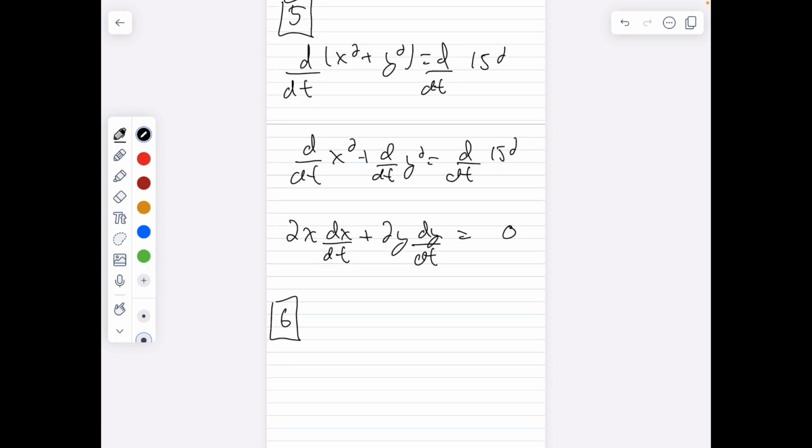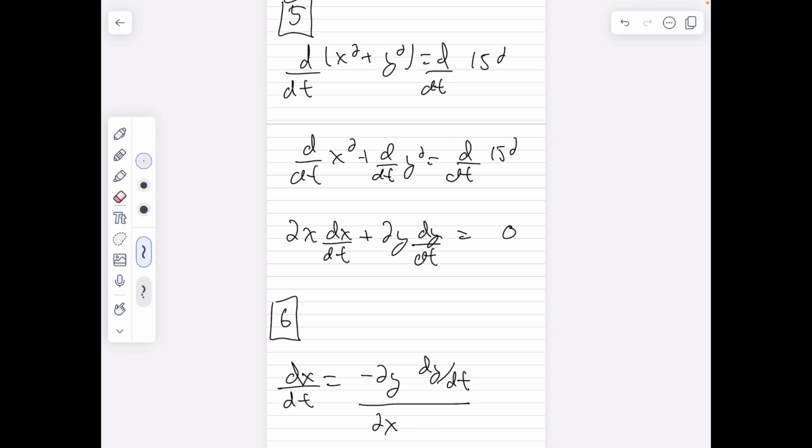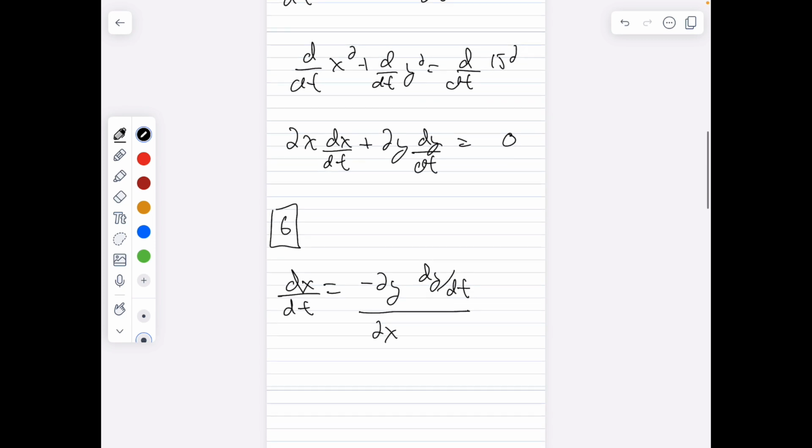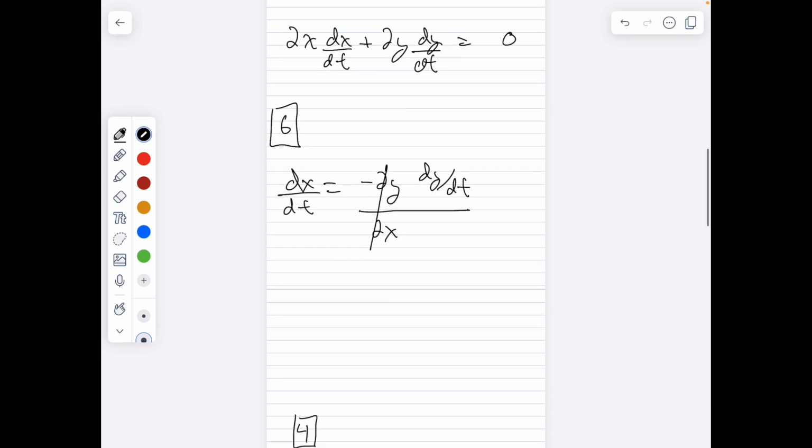I'm going to now solve for what I'm looking for. I'm looking for dx/dt, so I'm going to solve for that expression. It's going to be minus 2y dy/dt over 2x. And yeah, a couple things here, the 2's cancel, and you would have dx/dt equals minus y over x times dy/dt.